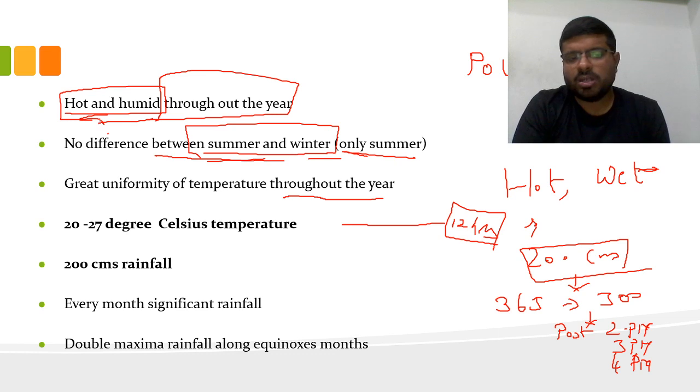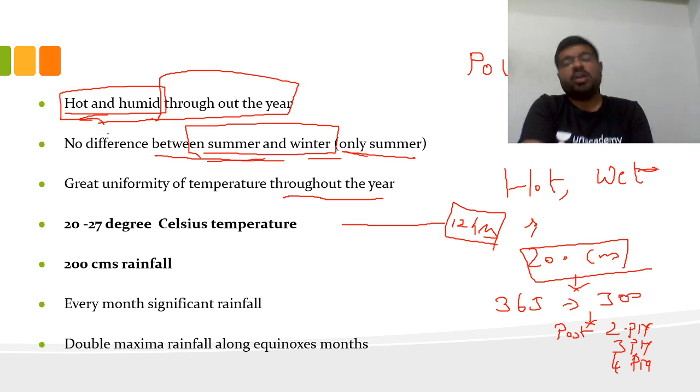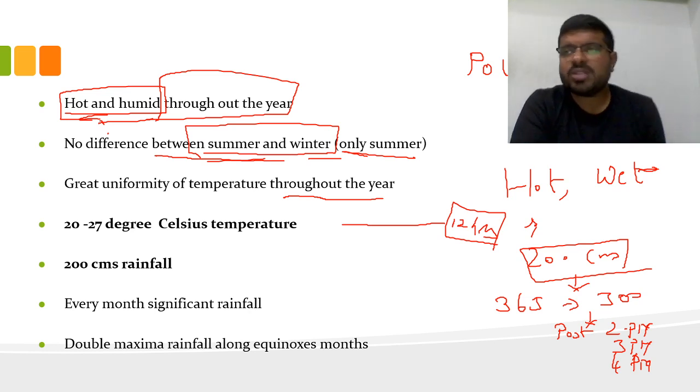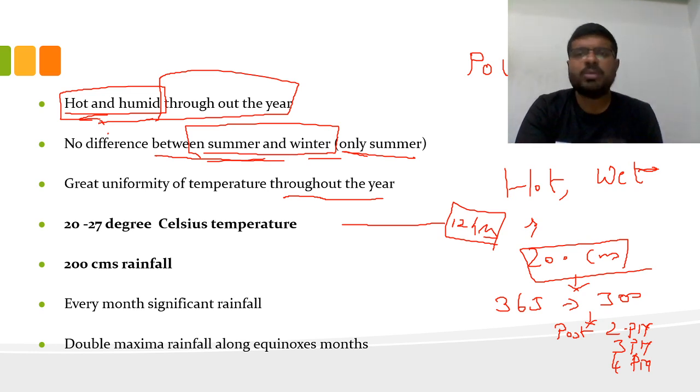But 20 to 27 degrees Celsius is the average temperature which you find continuously, and there is continuity of rainfall, and every month there will be significant rainfall within the 12 months of a year. You cannot identify a certain month where it is very less. For example, in India's monsoonal region, huge rainfall is only between June to September. Beyond that, very less rainfall. Whereas here, it is not like that. Every month, January to December, the rainfall will be significant.